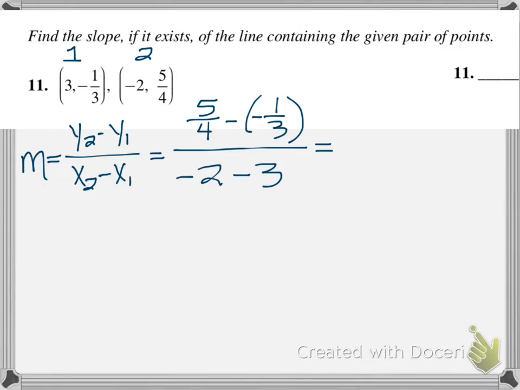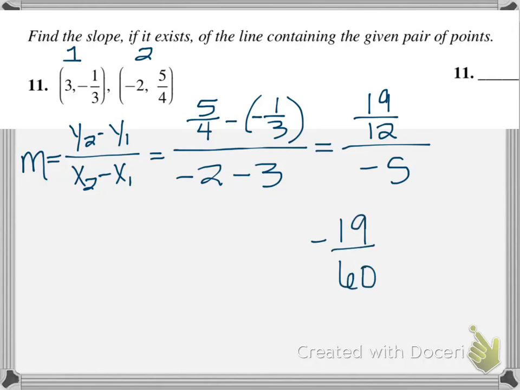So 5/4 minus -1/3 is 19/12. And I would recommend just doing that in your calculator. You can do it by hand if you like. And -2 minus 3 is -5. And so it looks really weird, but when you do your final division, 19/12 divided by -5, you're going to get -19/60, which is going to be your slope.